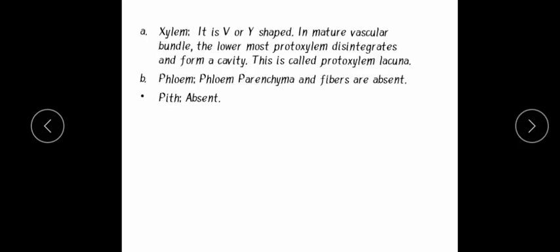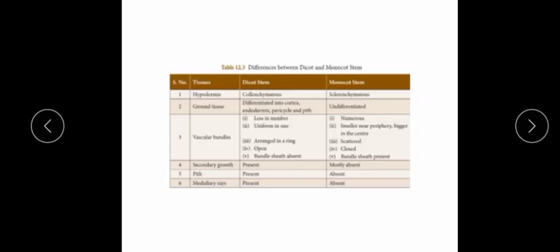Okay. Next, regarding the xylem, it is V shaped or Y shaped. And here protoxylem lacuna is again a 2-mark question. Next comes the phloem. Phloem parenchyma and phloem fibers are absent. The pith is also there, which is not differentiated in the monocot stem. Okay, a clear table of differences between dicot and monocot stem is given.